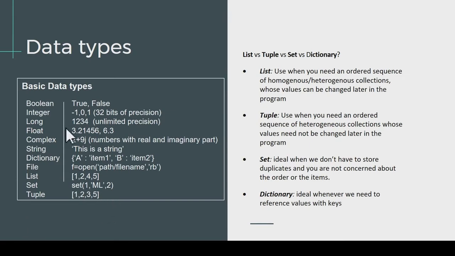So in this basic set of data types, it's fairly straightforward to understand the differences between Boolean, integer, long, float, and probably even string. But then let's take a little better shot at understanding dictionary, list, set, and tuple. So when do we use a list or a tuple or a set or a dictionary?